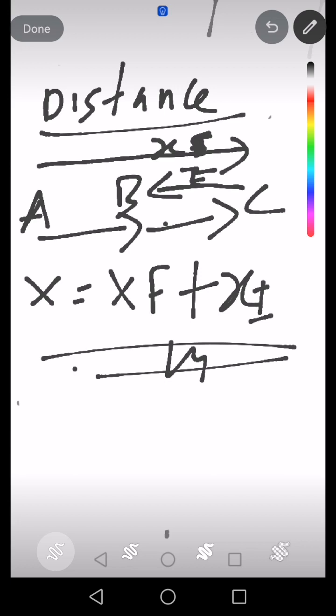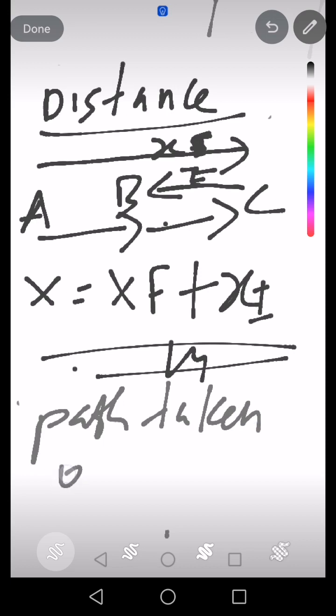It is simple and easy. What other thing do we need to know? Displacement. But first, let's define distance. It's just the path taken by an object. That path taken by an object is what we call distance.